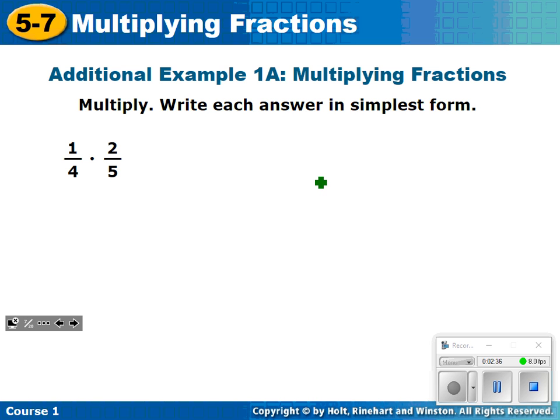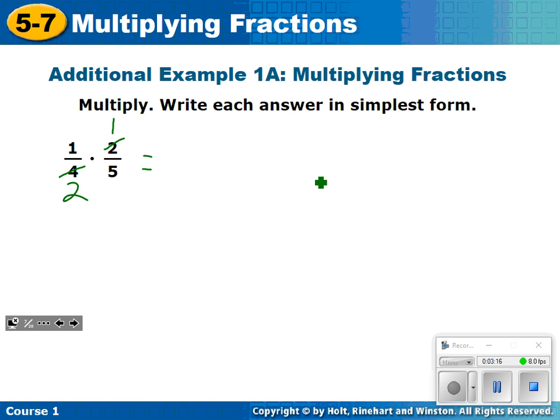But here's what I would do first, and here's what you should do. The first thing you do is check numbers that are diagonal of each other, the crosses. Is there any number that goes into both 1 and 5 other than 1? There isn't. Is there any number other than 1 that goes into 4 and 2? What is it? 2. So then you divide each one by 2. You divide 2 by 2, which is 1, and you divide 4 by 2, which is 2.